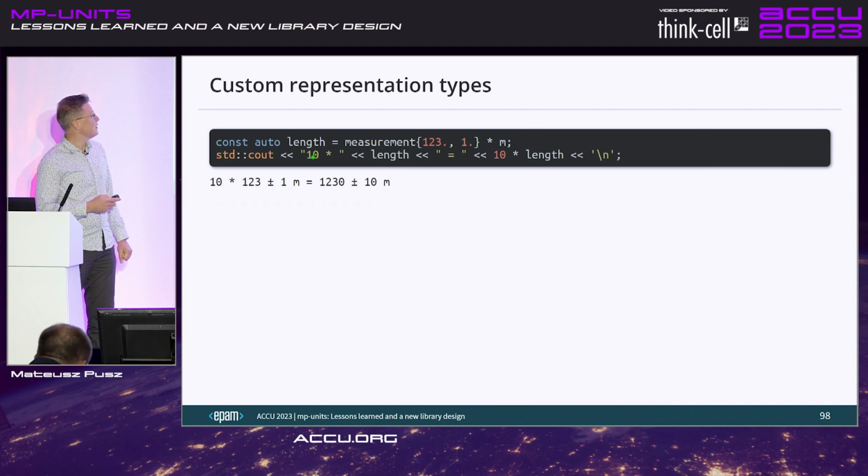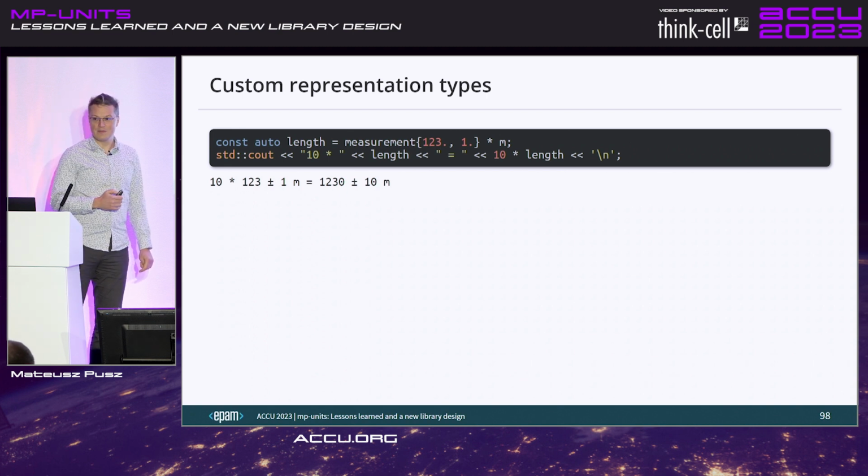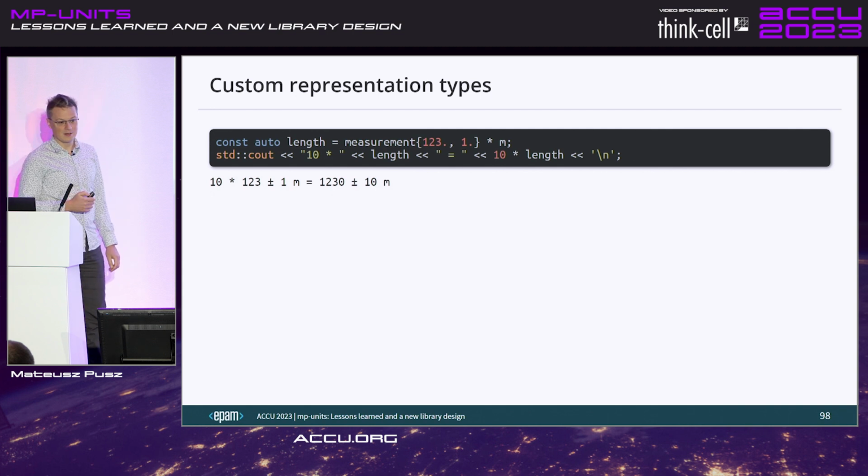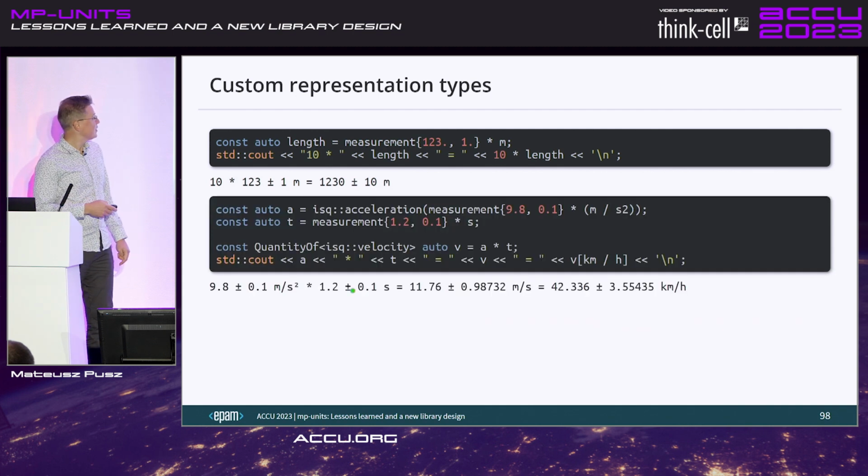If I multiply this type by 10, not only the value is changed, but also the error is changed, right? And you can easily make calculations like this. Or maybe a bit more advanced or complicated stuff where we're having a measurement of the acceleration with this precision and some measurement of time with this precision. Multiplying those will also return things like this in meters per second here, or if you cast it to kilometers per hour, in kilometers per hour.